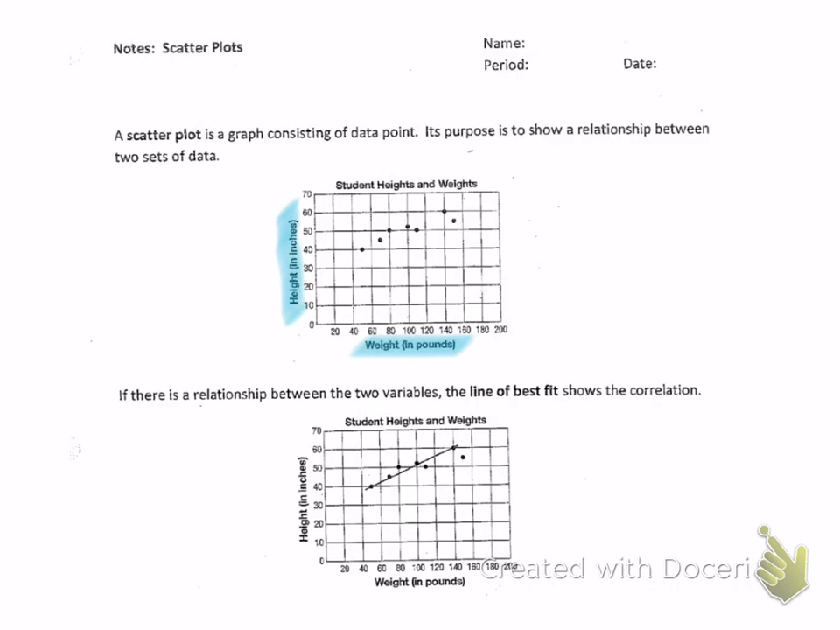So with that, if you look at the definition at the top, a scatterplot is a graph consisting of data points. It measures and compares two quantities together, two sets of data. If there's a relationship between the two variables, the line of best fit shows the correlation. And we're going to use a lot of what you learned in Chapter 8 to write the equation for that line.